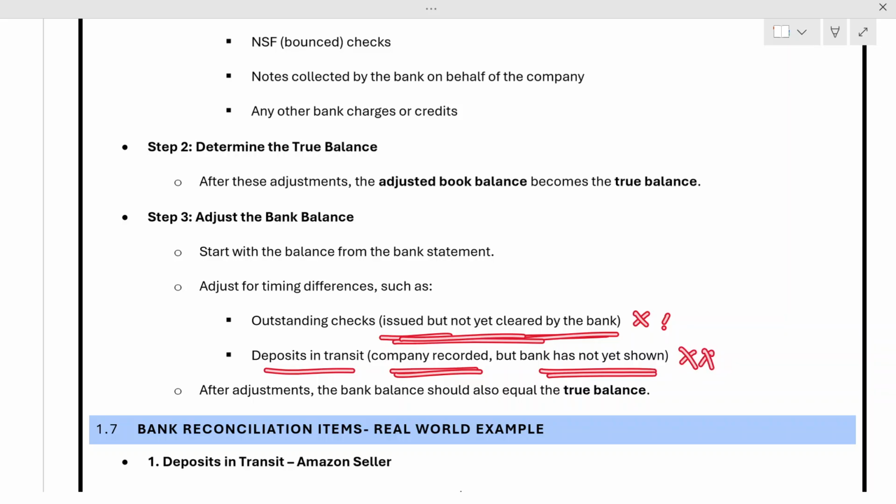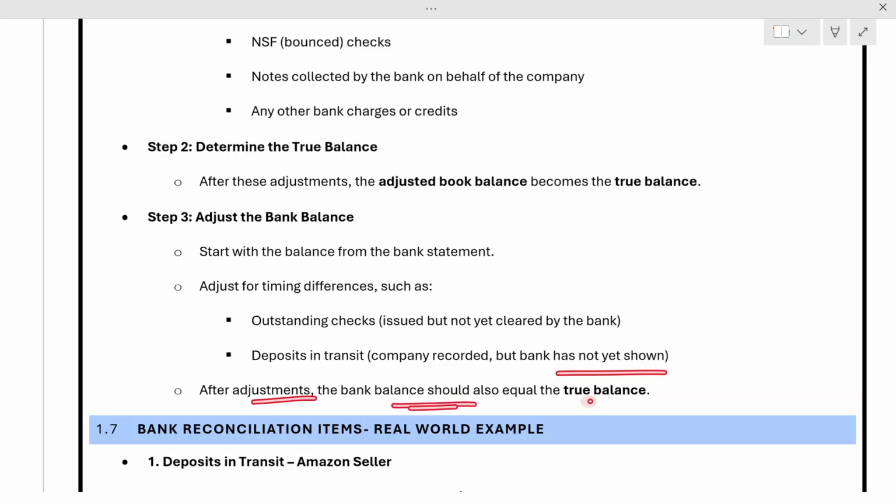Similarly, deposit in transit: the company recorded it but the bank has not yet shown it. Why? Because the company said these are my deposits into the bank, but due to different dates there may be a timing difference. So after this adjustment, the bank balance should match the true balance which we saw above.